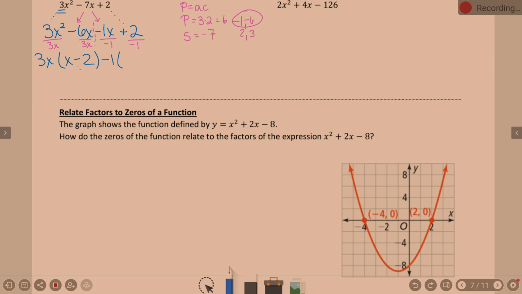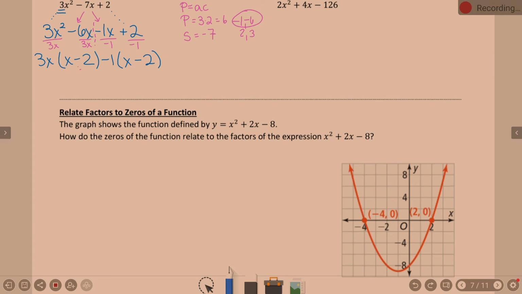Negative 1x divided by negative 1 is positive x. 2 divided by negative 1 is negative 2. Don't ask. I don't have a good answer there. I made a careless mistake just like you guys do, right? Honestly, I didn't even catch it until I heard someone say, what? Okay. Do you think I was successful? Absolutely. Yes, because my x minus 2's match.